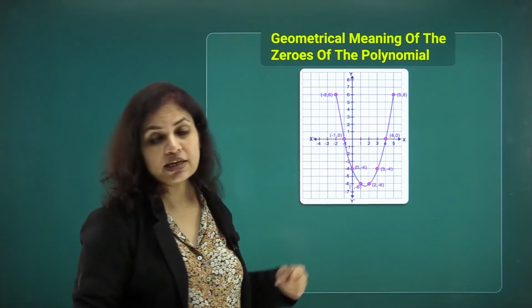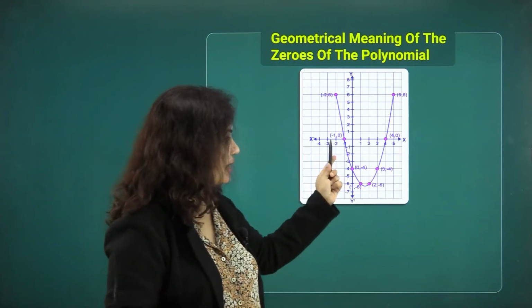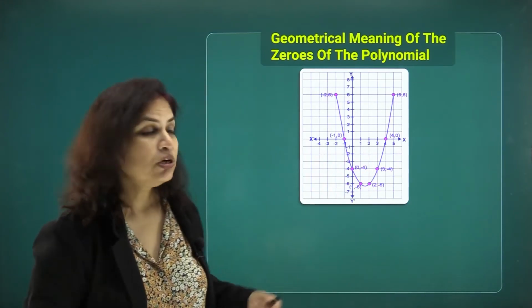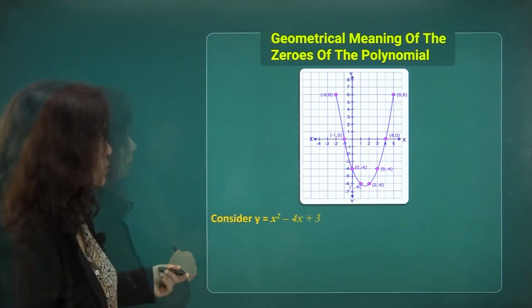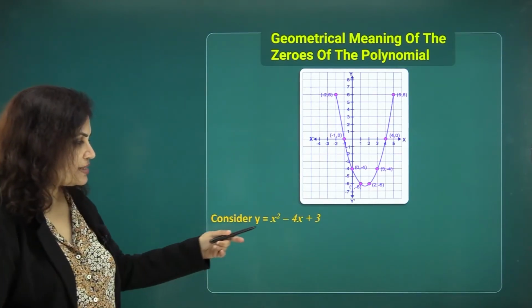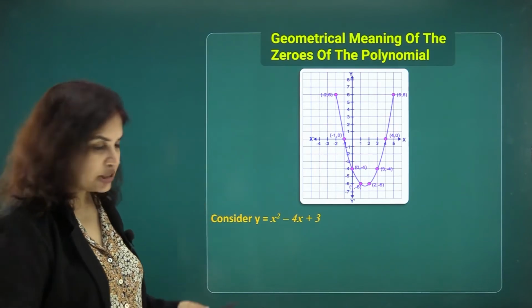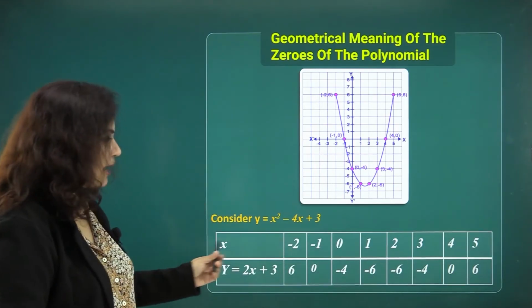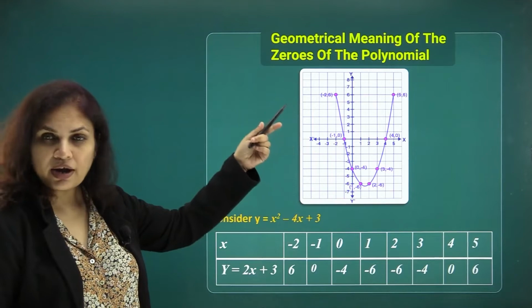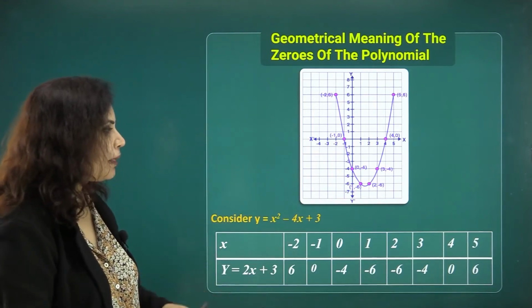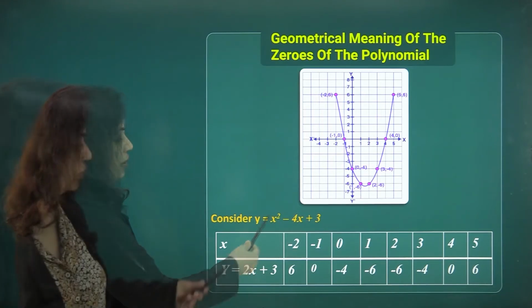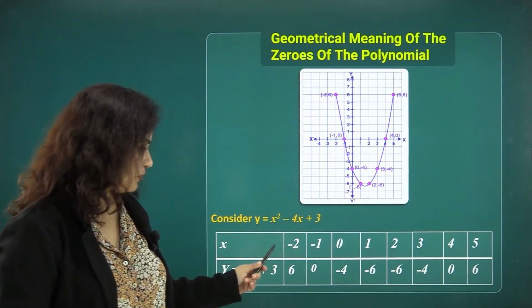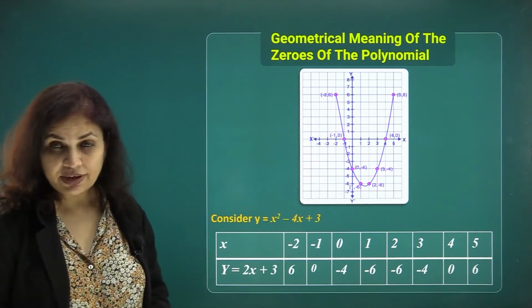Here in this case the parabola intersects the x-axis at two distinct points, which means there are two distinct zeros of the polynomial. So, if I consider y is equal to x square minus 4x plus 3 and I make a table and draw a graph, I will get a parabola. Why do we get a parabola? Because for two different values of x, I will get the same value of y.